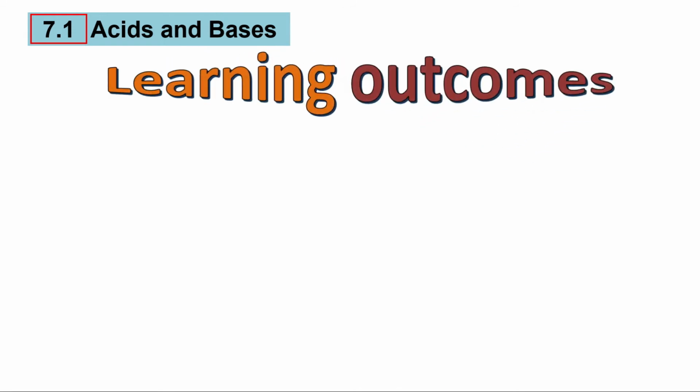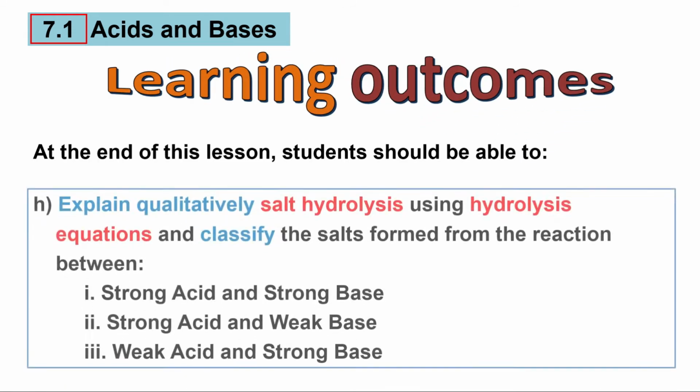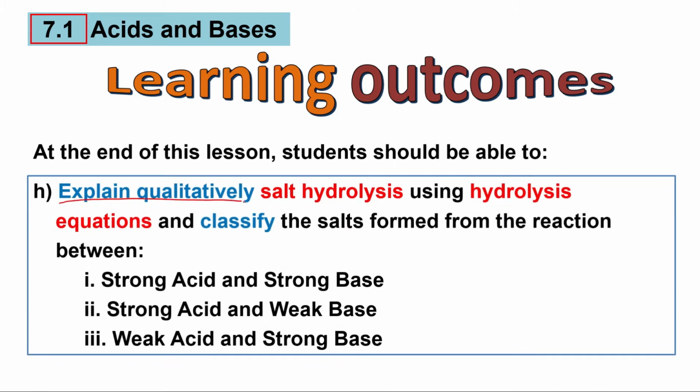Here are the learning outcomes. At the end of this lesson, students should be able to explain qualitatively salt hydrolysis using hydrolysis equations and classify the salts formed from the reaction between strong acid and strong base, strong acid and weak base, and weak acid and strong base. So we are going to do salt hydrolysis based on these three types of neutralization reaction. So are you ready? Keep your heads up and let's start.